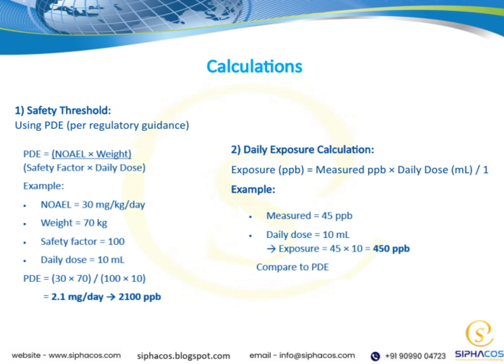Exposure in parts per billion, or ppb, equals the measured ppb times the daily dose in milliliters, divided by 1. For example, if we measure a certain contaminant at a specific ppb level, and the daily dose is known, we can calculate the actual exposure to determine if it stays within safe limits. This calculation is essential because it allows us to assess risk based on real-world usage. So the key takeaway here is understanding how to translate measured contaminant levels into actual exposure, which we compare against the safety thresholds. This helps us ensure that our practices remain within the acceptable safety margins.